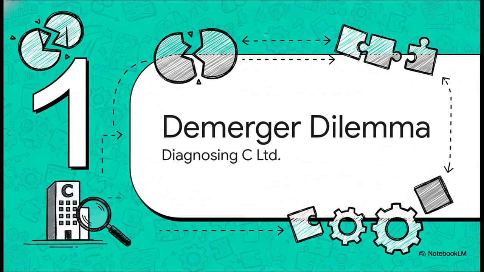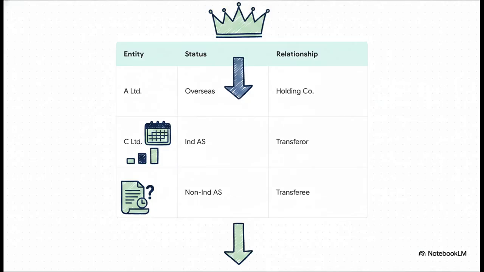It's time to diagnose the case of Cully Ltd. Meet the cast of characters for our transaction. Right at the top, we've got A Limited, an overseas entity acting as the ultimate holding company. Beneath them is our patient for today, C Limited. Now, they've been Ind AS compliant for 3 years, and they're acting as our transferor, or the selling company.